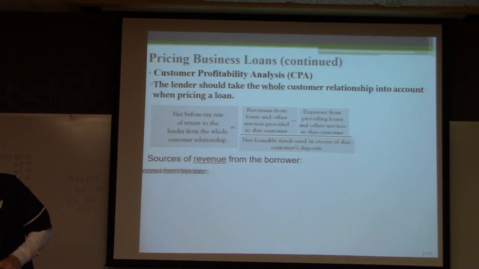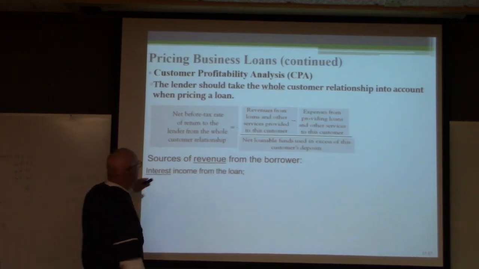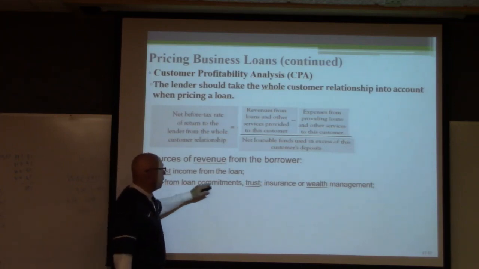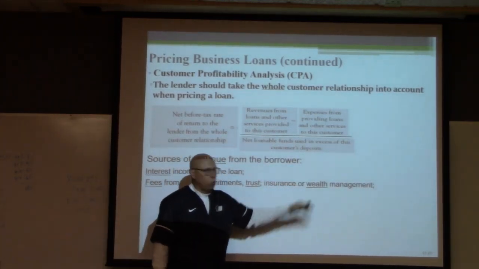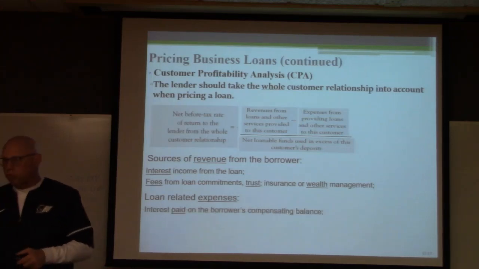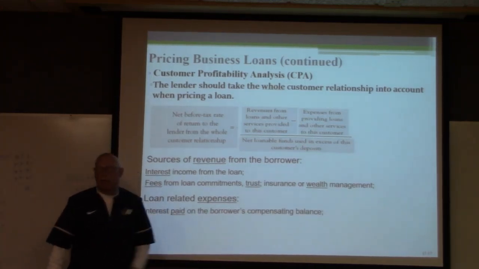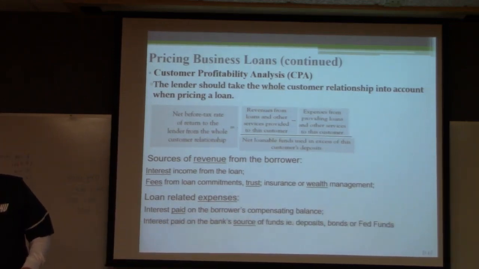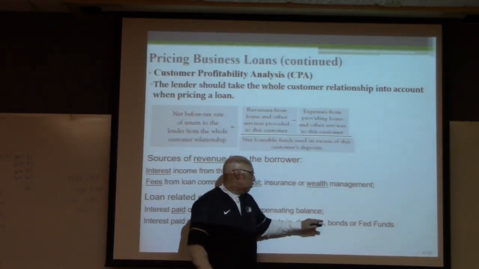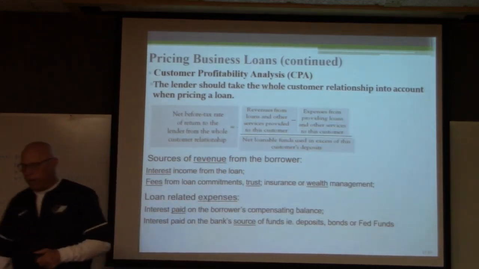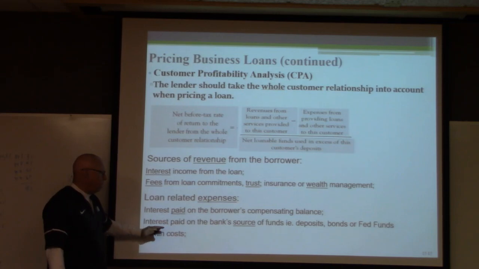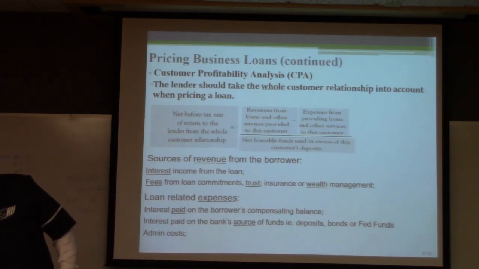So what are the sources of revenue from the borrower? Interest income that you charge on the loan, fees from loan commitments like on a revolving line of credit, and fees on trust, insurance, and wealth management. You throw those fees in there as well. And what are loan-related expenses? First, interest that you have to pay on the borrower's compensating balance. If you ask for a compensating balance, you have to pay interest on that balance. Then interest paid on the bank's source of funds. The bank is going to fund the loan with deposits, bonds, or Fed funds, and they're going to have to pay for that. This will all become clear in an example. And then administrative costs. So you have revenues and you have expenses. Let's look at an example to make this all clear.